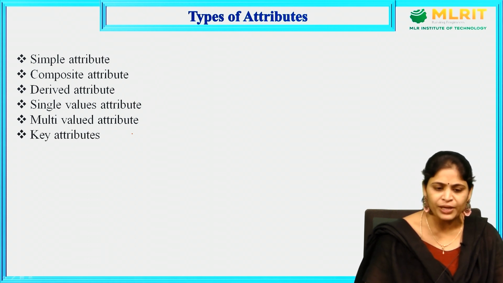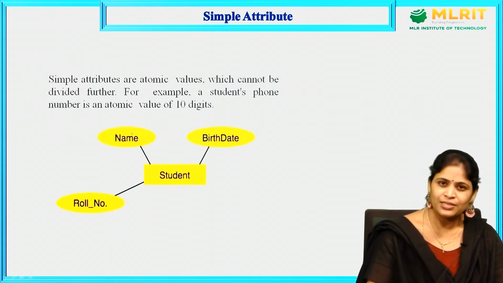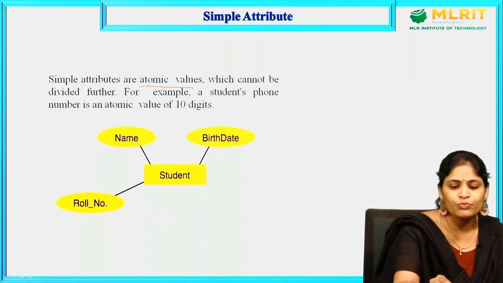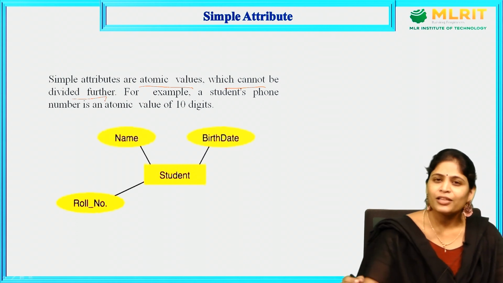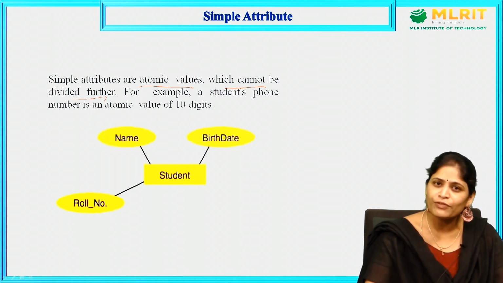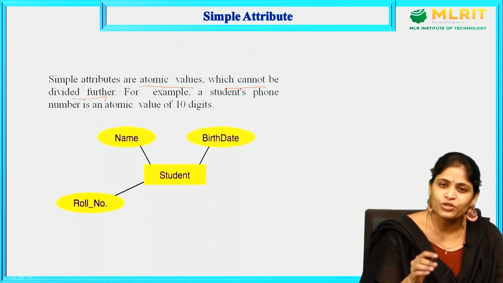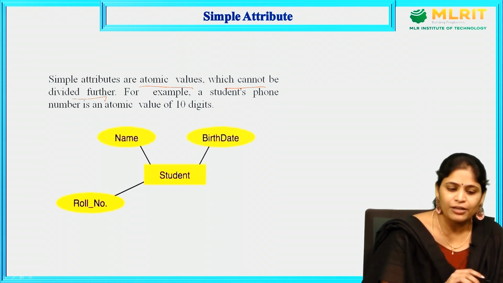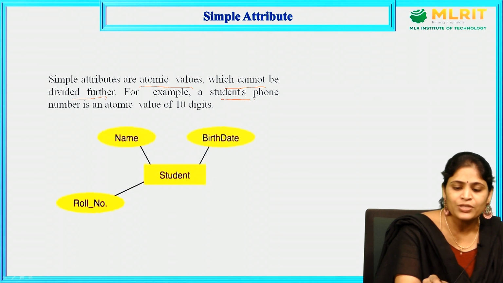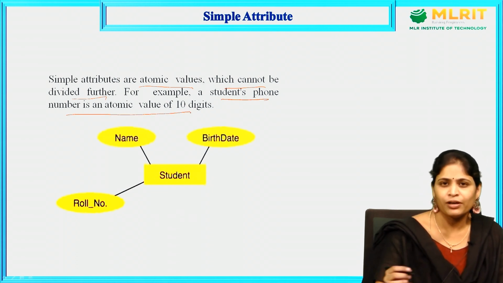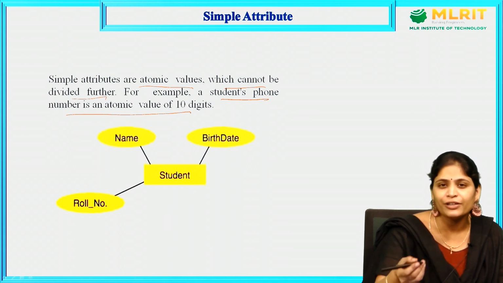Coming to simple attribute, as the name itself suggests, it's very simple, which contains atomic values. Simple attributes are atomic values which cannot be divided further. That means the attribute can have only one value and that value cannot be divided further. Those attributes are called simple attributes. For example, a student's phone number is an atomic value. That means a student can have a phone number which cannot be divided further.